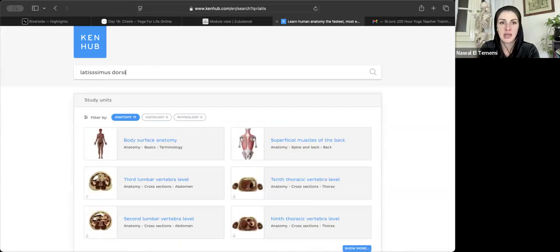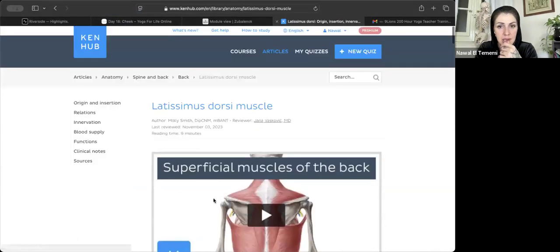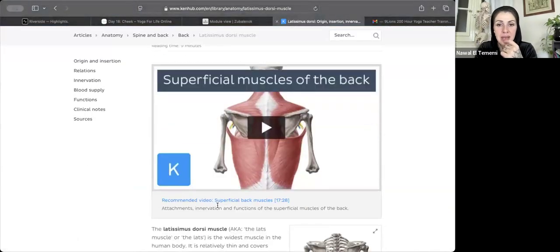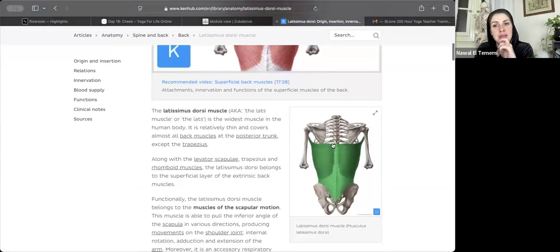Latissimus dorsi. This one is a big one, really big. It's also known as the lats, or latissimus, but when they say latissimus dorsi, they will usually say the lats. Remember, we were talking about all those layers of the thoracolumbar fascia. Down in there is a lot, right here also.